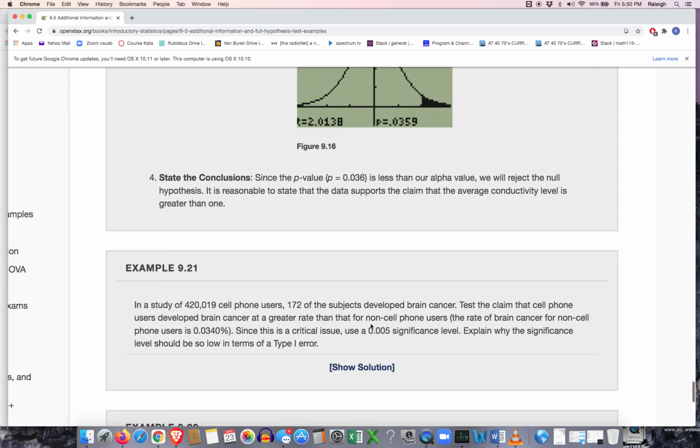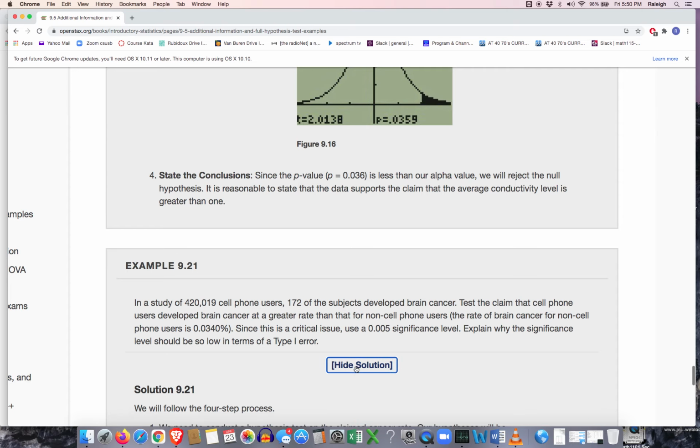And now they pick actually a very small alpha. So we'll see how that goes. We need it to be pretty far out there. So I'll explain why it should be so low. We'll get to that in a minute. Let's take a look at the solution here.